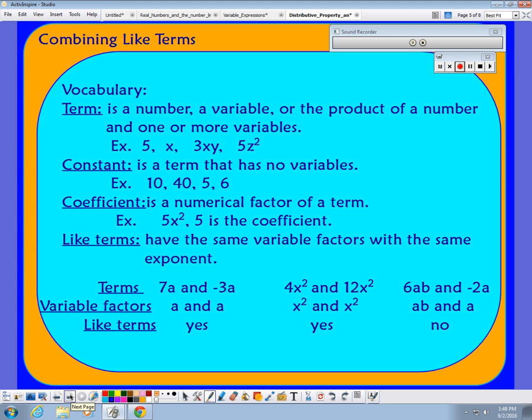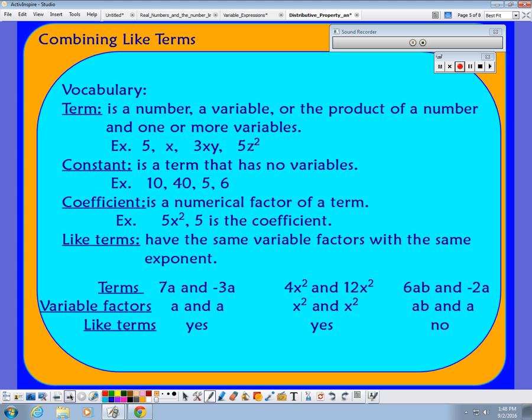Here are some vocabulary terms for you. I want you to read them on your own. I'll read them to you. A term is a number, a variable, or a product of a number and one or more variables. There's some examples. A constant is a term that has no variables. A coefficient is a numerical factor of a term. And like terms have the same variable factors with the same exponent.